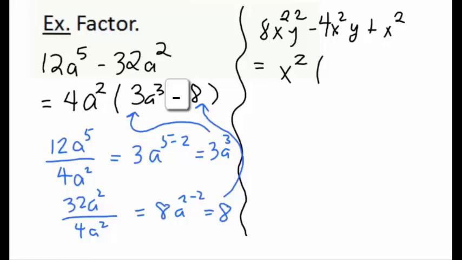And again, to get our terms that are going to go inside of our factored piece, we could divide each of our 3 terms up top by x squared. 8x squared y squared divided by x squared is going to leave us with 8y squared. 4x squared y divided by x squared will leave us with negative 4y. And finally, x squared divided by x squared is equal to 1.